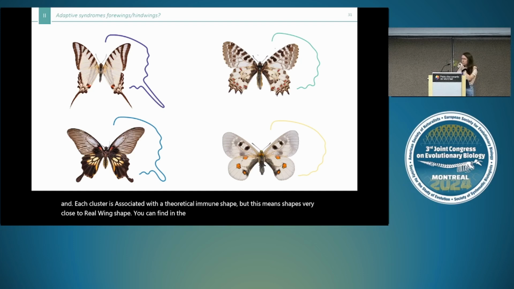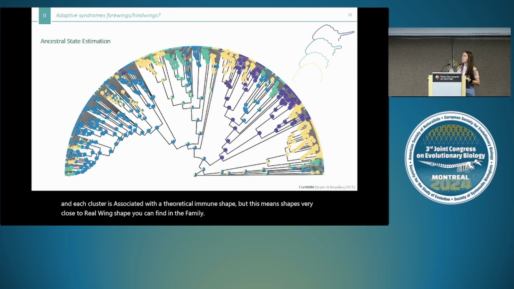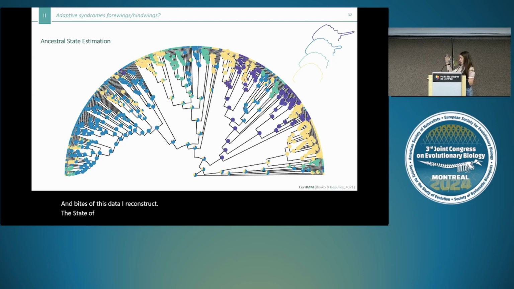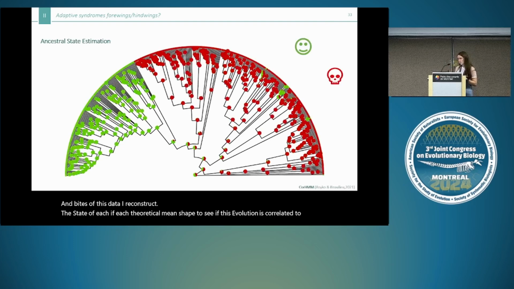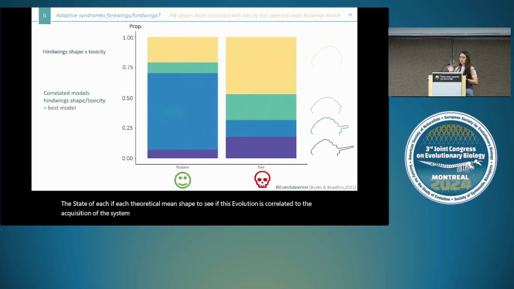And based on this data, I reconstruct the ancestral state of each theoretical mean shape to see if this evolution is correlated to the acquisition of toxicity. And when we look at the distribution of shapes versus palatable or toxic species, we can see that it's not random, but how do we distinguish between an association caused by the phylogeny or caused by selection?